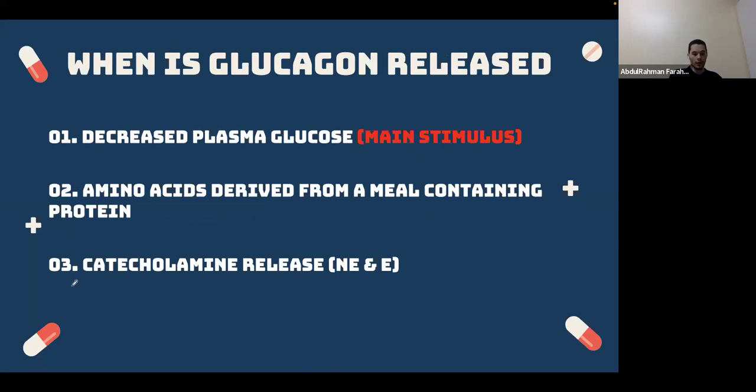And finally, the most important thing would be catecholamine release. So imagine, why would catecholamines be released? They're usually released in stressful situations. And in stressful situations, you're going to need to break down and provide energy for the body's tissues. And so that's why when there is a lot of norepinephrine and epinephrine in the blood, glucagon is also released along with them to maintain the glucose levels in the blood and provide energy for the body.